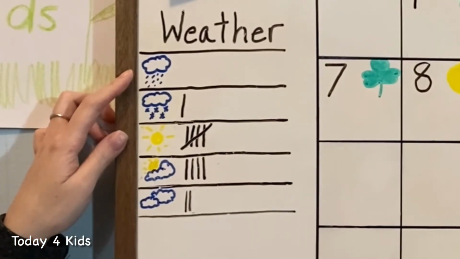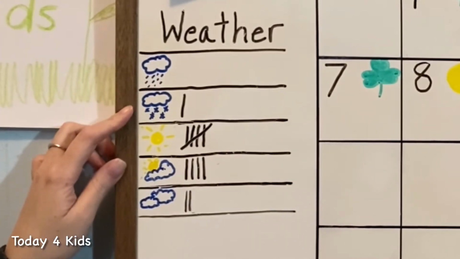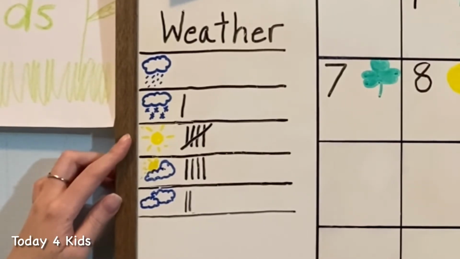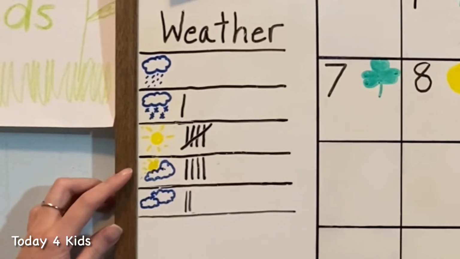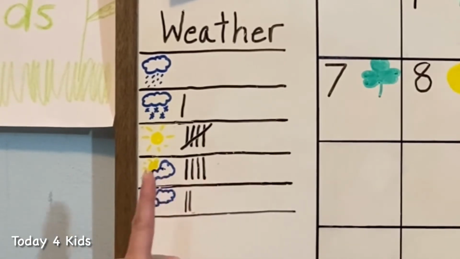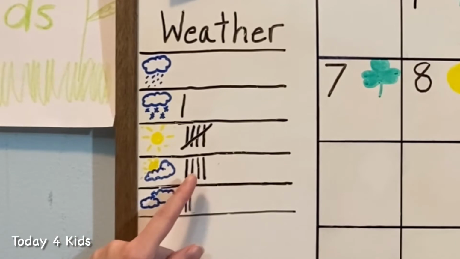Let's see, this one is a cloud, but it's raining. This one has a cloud, but it's snowing. This one's sunny, and we do have sun, but there's something else going on. Sunny and cloudy. So partly cloudy, partly sunny. And we already have 4 tally marks here. 1, 2, 3, 4. And we're going to add one more. So what's 4 plus 1?